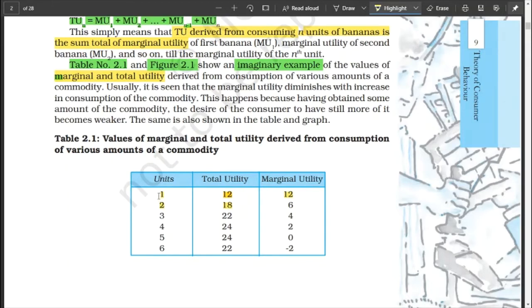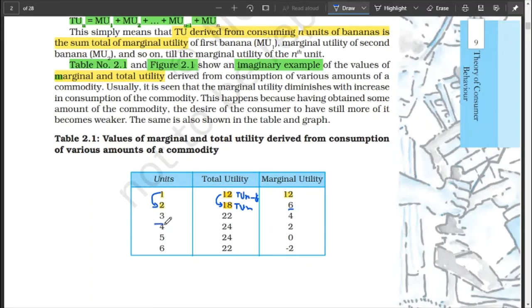Let's go to the second one. Now I consume one more unit. 2 units, n is equal to 2. My total becomes 18. But what is the addition to the total by consuming one more? How much does it add from the first to the second unit? That is the marginal utility. How much it adds? It's TU of this n, which is 2, minus TU of n minus 1, which is 18 minus 12, which is 6. Okay, so marginal utility is TU of that n minus the TU of n minus 1 preceding it.